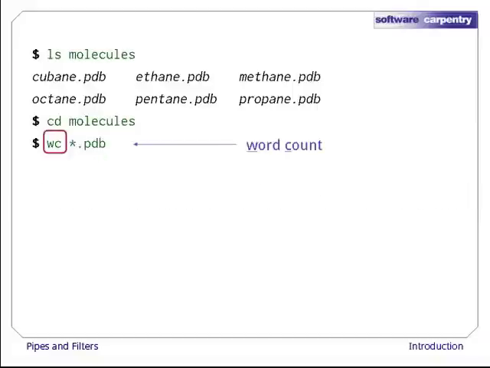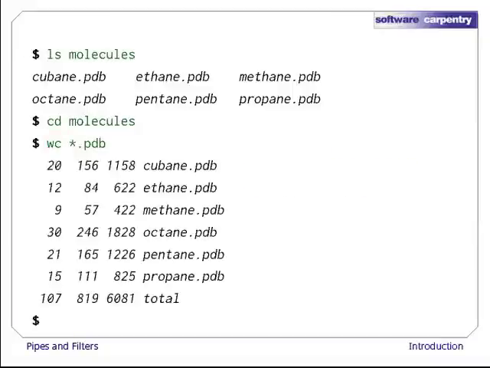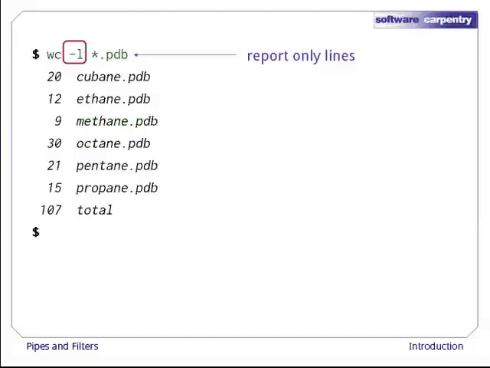wc stands for word count. It counts the number of lines, words, and characters in files. Its output, shown here, prints these values in columns: lines, words, characters, and the file name, 1 line per file, with a line for the total at the end. If we run wc -l instead, our output shows only the number of lines per file. We can use -w to get only the number of words, or -c to get only the number of characters.